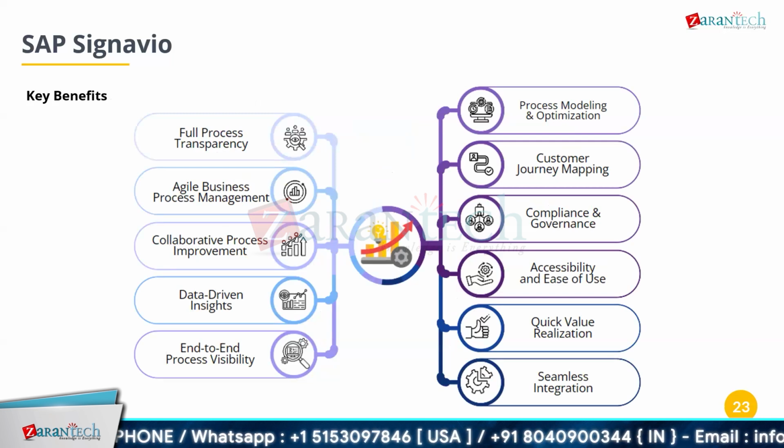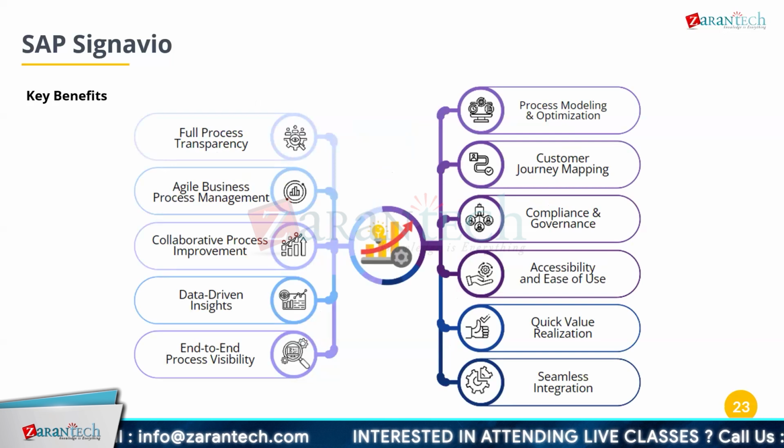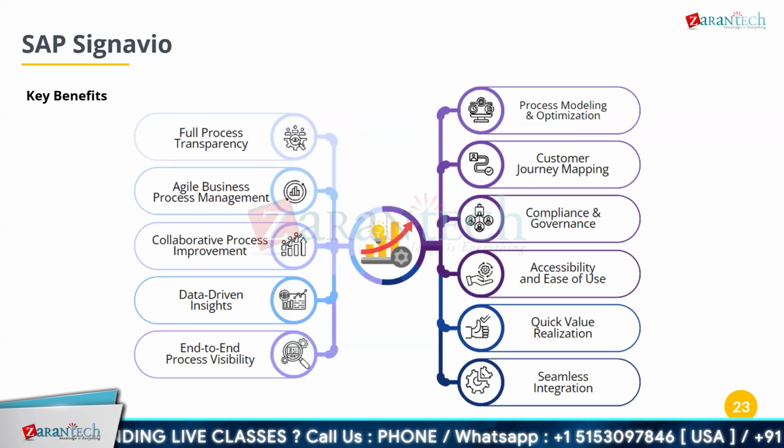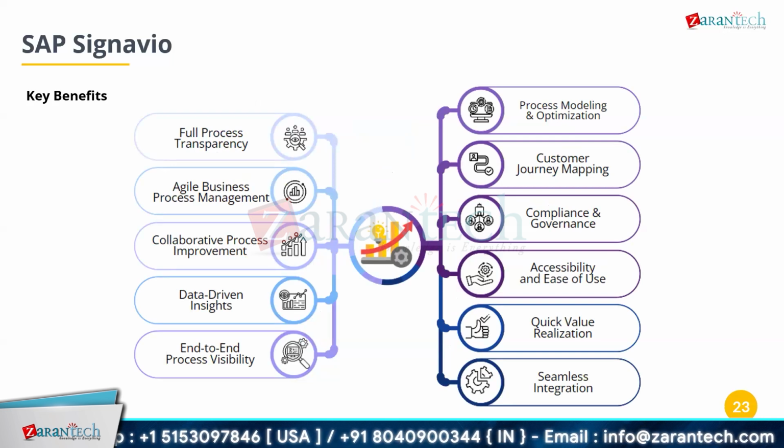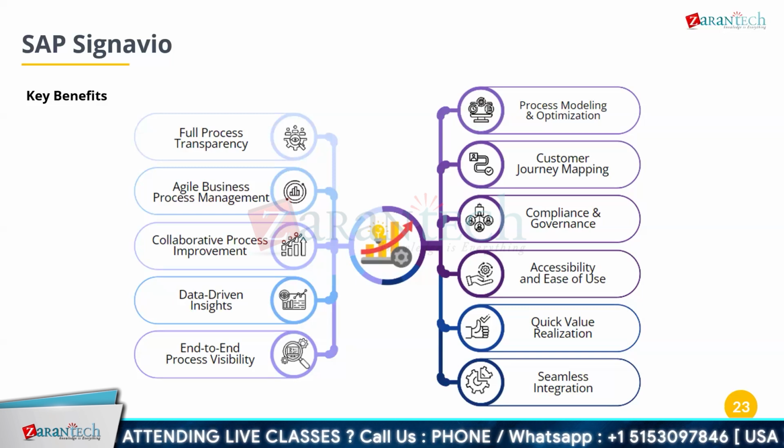So there are a few major benefits of Signavio. It provides full transparency on your processes. You can run business process management in an agile way, where you can do the process improvement on a specific set of processes instead of going through the end-to-end process improvement. It also provides a collaborative approach for process improvement, where you can collaborate with the process owners, business owners, customers, or vendors as well. It will get you data-driven insights based upon the information Signavio collects from your SAP, ERP, CRM, or other systems.